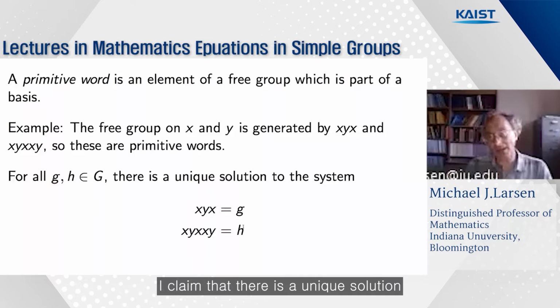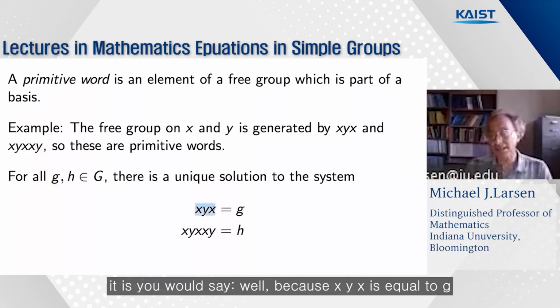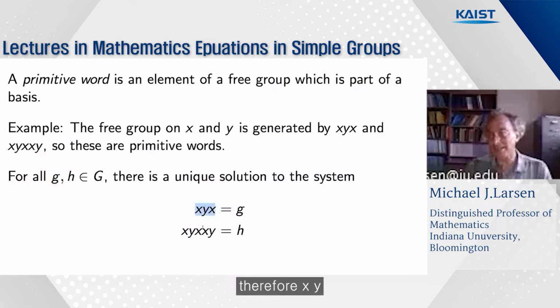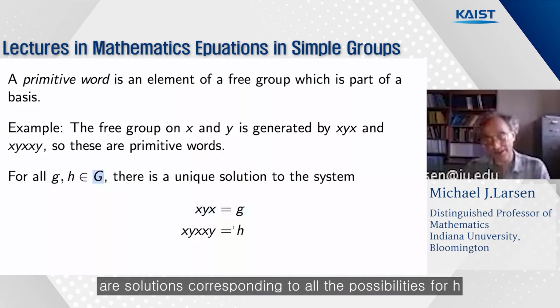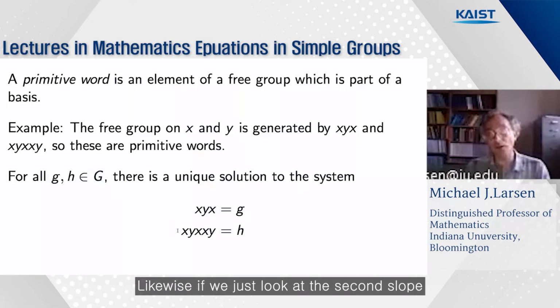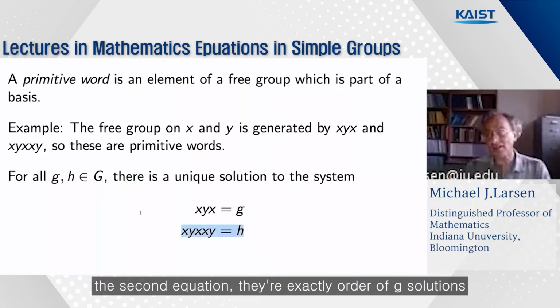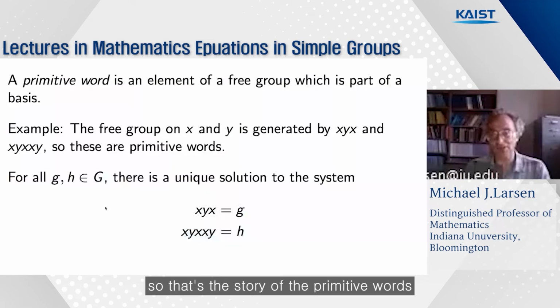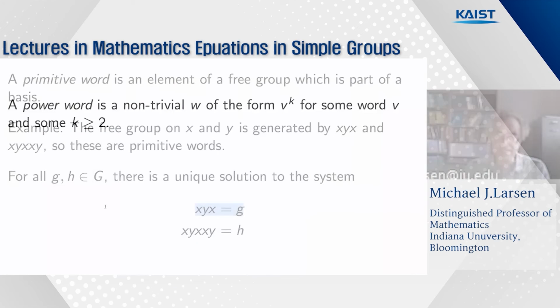I claim that there is a unique solution in x and y to the system of equations. And the way that you would determine it is you would say, well, because x, y, x is equal to g, therefore x, y solutions corresponding to all the possibilities for h. Likewise, if we just look at the second equation, there are exactly order of g solutions. So that's the story for primitive words.